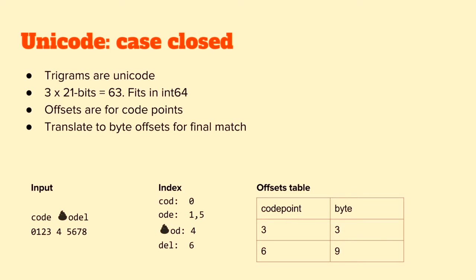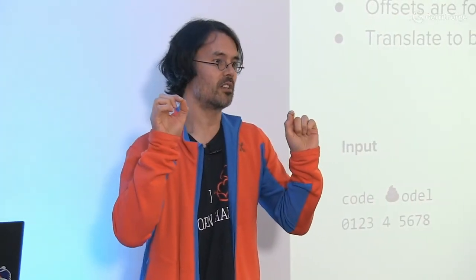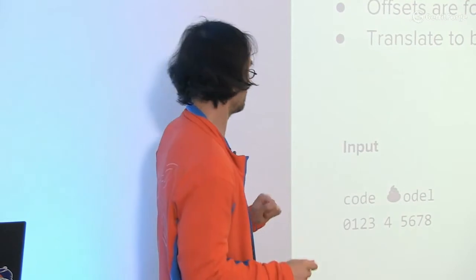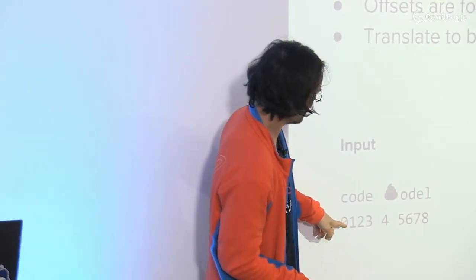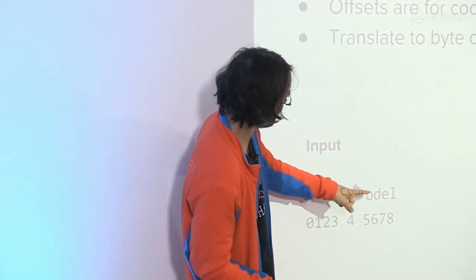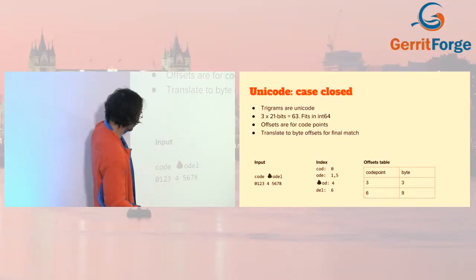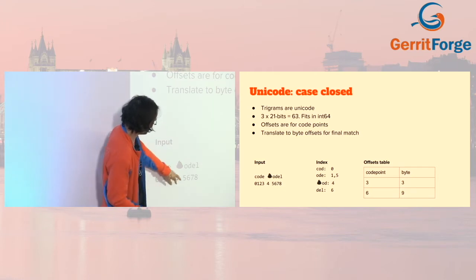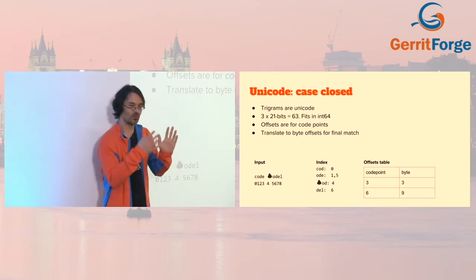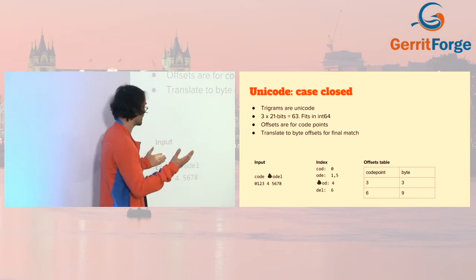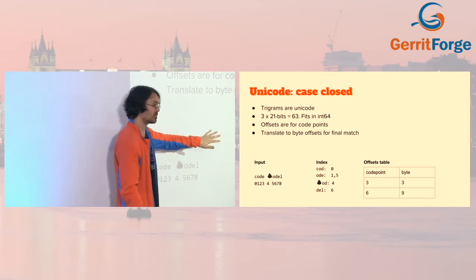So each character is 21 bits, so you have three of them is 63 bits. It fits nicely into int64, so it's nicely efficient. And I store all the offsets in terms of Unicode code points. So if we take the example earlier, we have code, and someone writes poodle but uses an emoji. Then you regard the emoji as occupying one character position. And so you can still do the search.